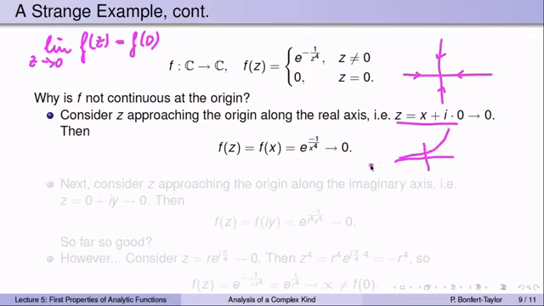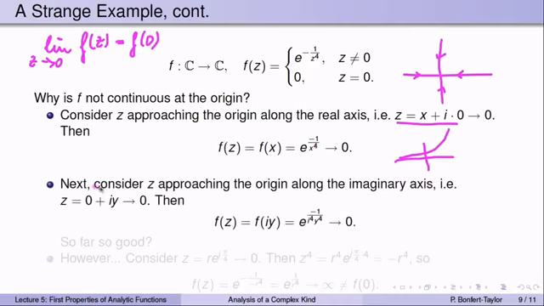And if you plug in numbers that are closer and closer to negative infinity, the exponential function gets very close to 0. So as x approaches the origin along the real axis, f of x goes to 0. All right, so maybe something will happen along the imaginary axis. So let's next consider z approaching the origin along the imaginary axis. That means z is of the form iy, no real part, just iy, and that's going to go to 0, so y goes to 0.